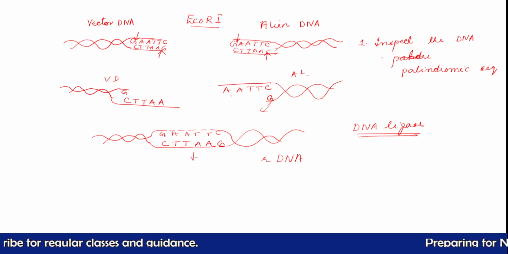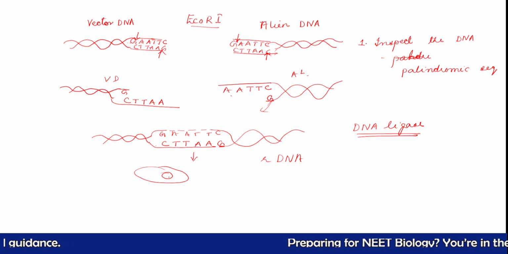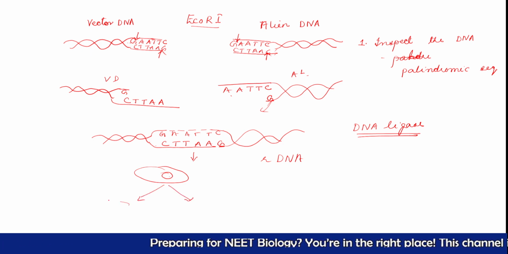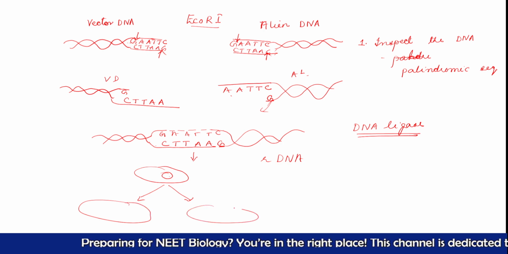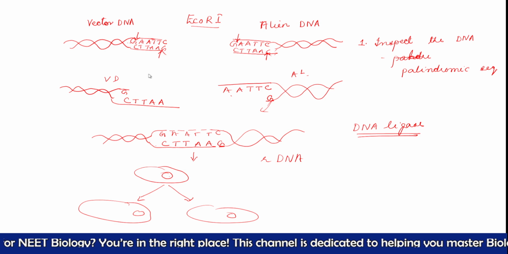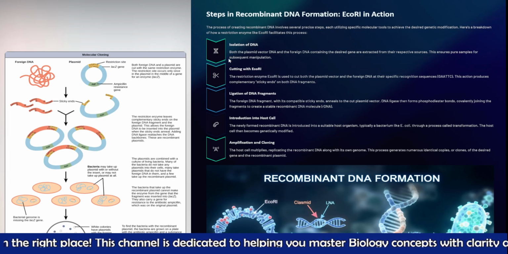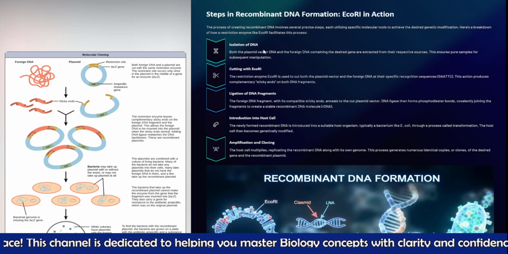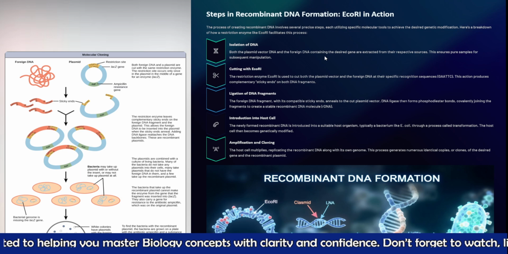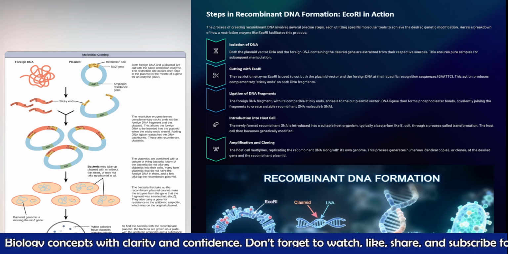This recombinant DNA can be inserted into the host cell. And from the host cell, along with its multiplication, we will get copies of the recombinant DNA. That's the mechanism, or the steps involved in recombinant DNA. First of all, we have to isolate the DNA. Both the plasmid vector DNA and foreign DNA containing desired genes are extracted from the respective sources.